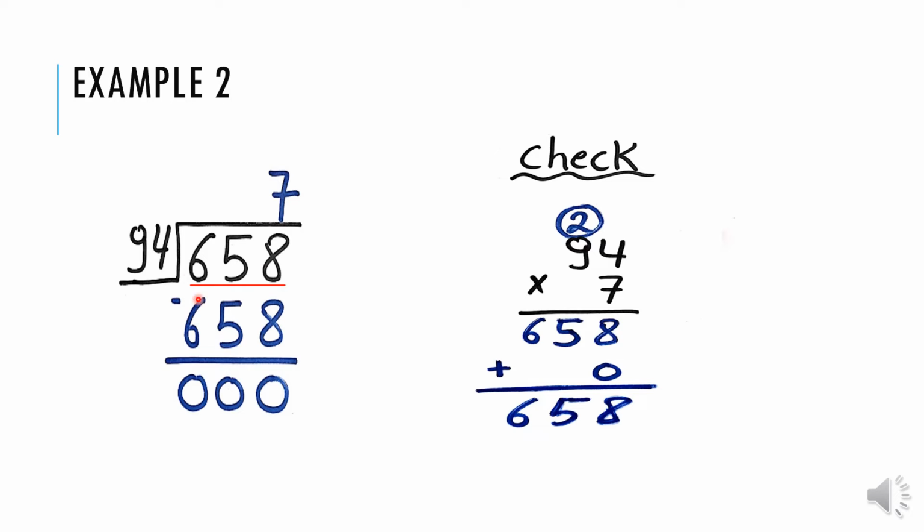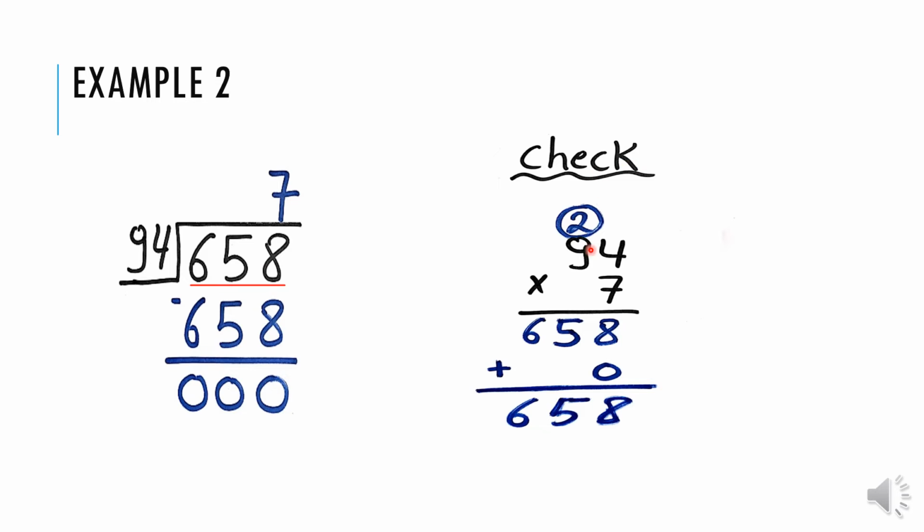Now I ask myself, how many 94s do I need to make 658 or almost 658? You have to try them on a piece of paper. You can't use the calculator. So let's try. 94 times 7, it's 658. Let's say you tried 94 times 8. 94 times 8 is 752. 752 is greater than 658, so you have to use the 94 times 7. 658 minus 658, you will get a 0.